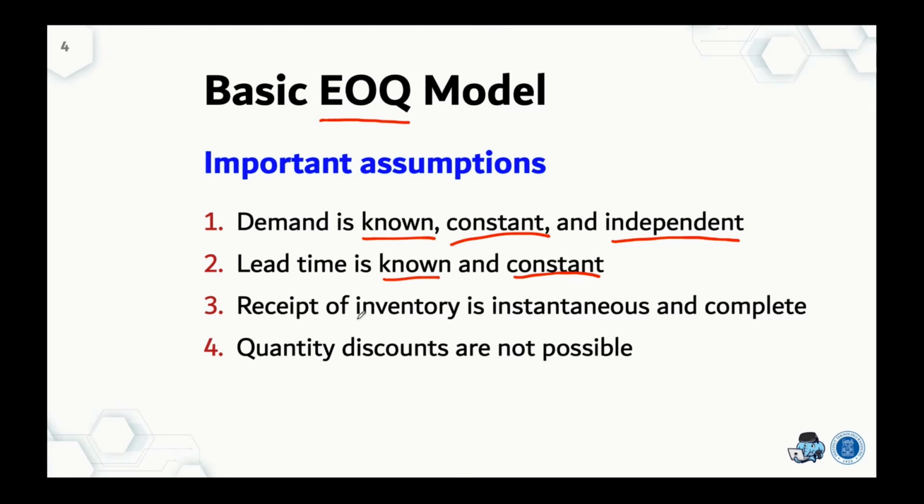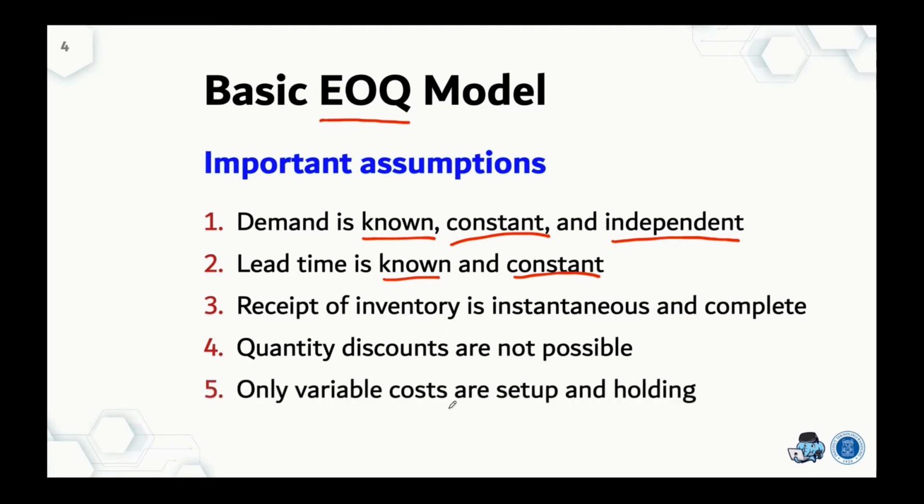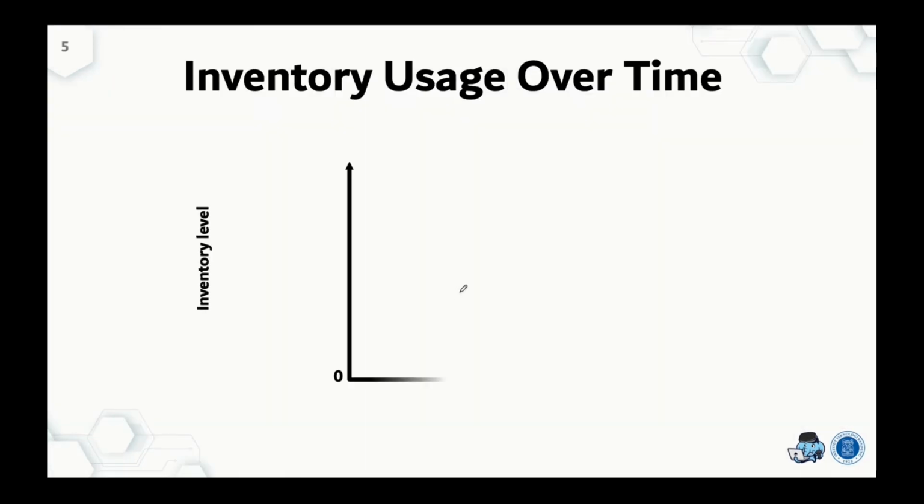Number 4, we assume in this EOQ model that quantity discount is not possible. There is no quantity discount. Number 5, the variable costs that we will consider here are setup cost and holding cost. Number 6, based on this model, stock out can be completely avoided because everything is deterministic.